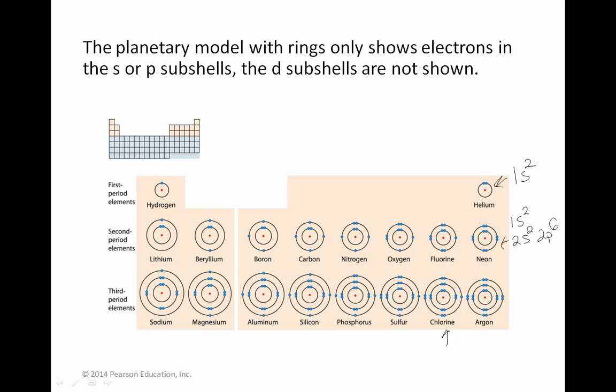What about chlorine? We already did that one, right? 1s2, 2s2, 2p6, 3s2, 3p5. How many are in the outer shell? 7. We look at the outer shell, 7. Alright? So the thing to note with this planetary model is that the d electrons are not shown, but you can still see that there are 8 electrons in the outer shell, which is what makes it stable. And that's because your S and your P subshells want to have a sum total of 8 electrons in order to be stable.